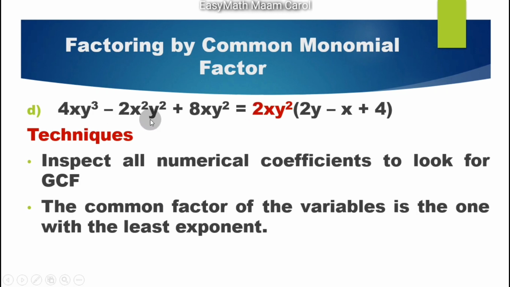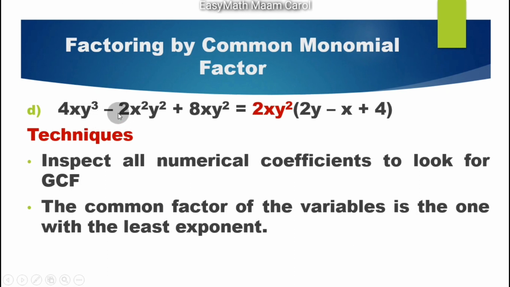Now, for the x's, we are going to look for the one with the smallest exponent. So this is 1, 2, and 1. So our common factor is x, with 1 as the exponent. And then for y, let's inspect. This has an exponent of 3. This is 2 and this is 2. So the one that is lowest among the 3 is y squared. So all combined, this is going to be our common monomial factor.